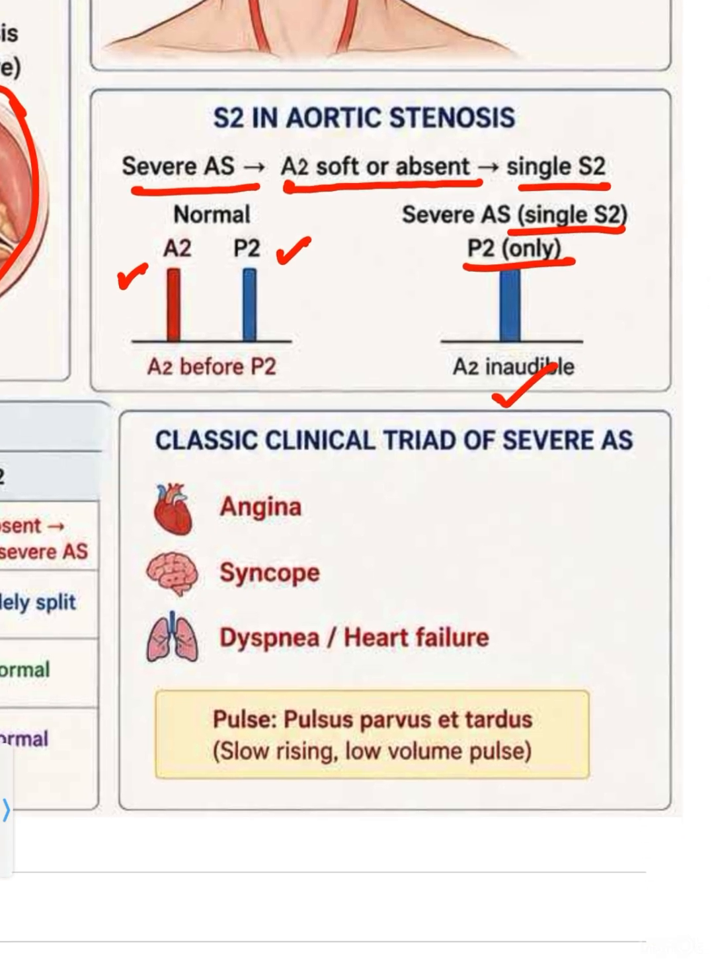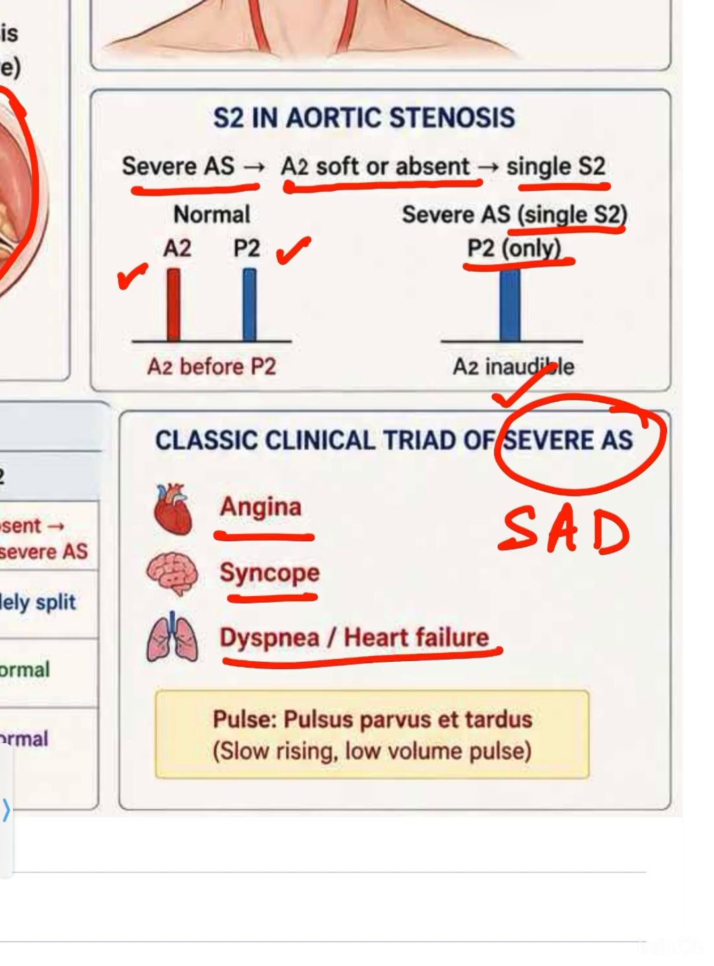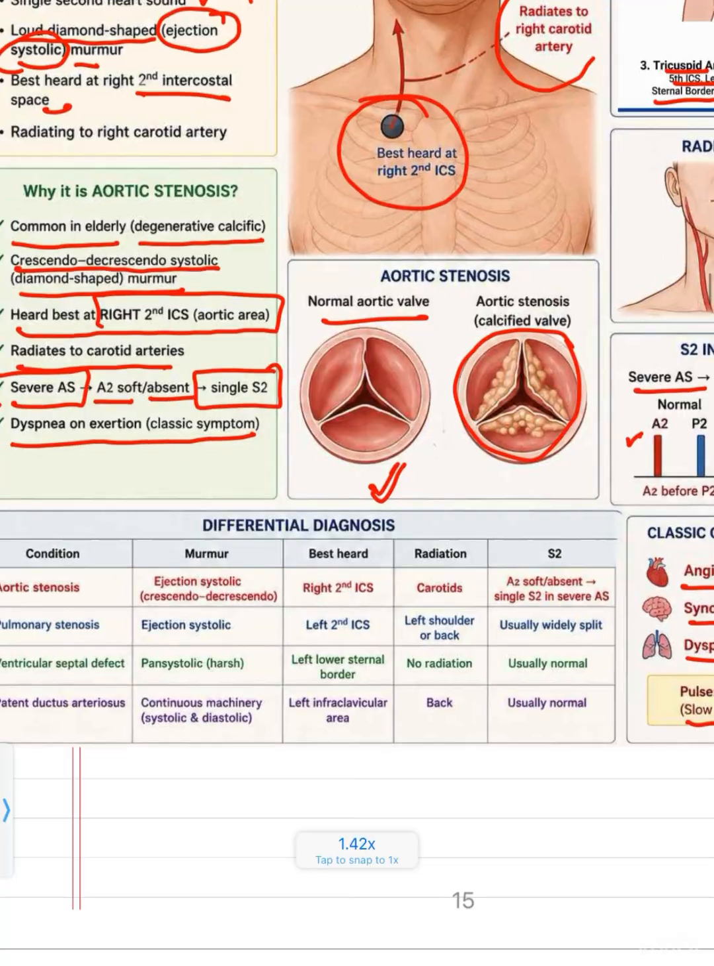What is the classical clinical triad? They generally ask this for severe aortic stenosis. The clinical triad is also known as SAD: S for syncope, A for angina, and D for dyspnea or heart failure. What is the pulse? The name is very unique: pulsus parvus et tardus. It is a very specific finding, meaning a slow-rising, low volume pulse. So that is aortic stenosis.